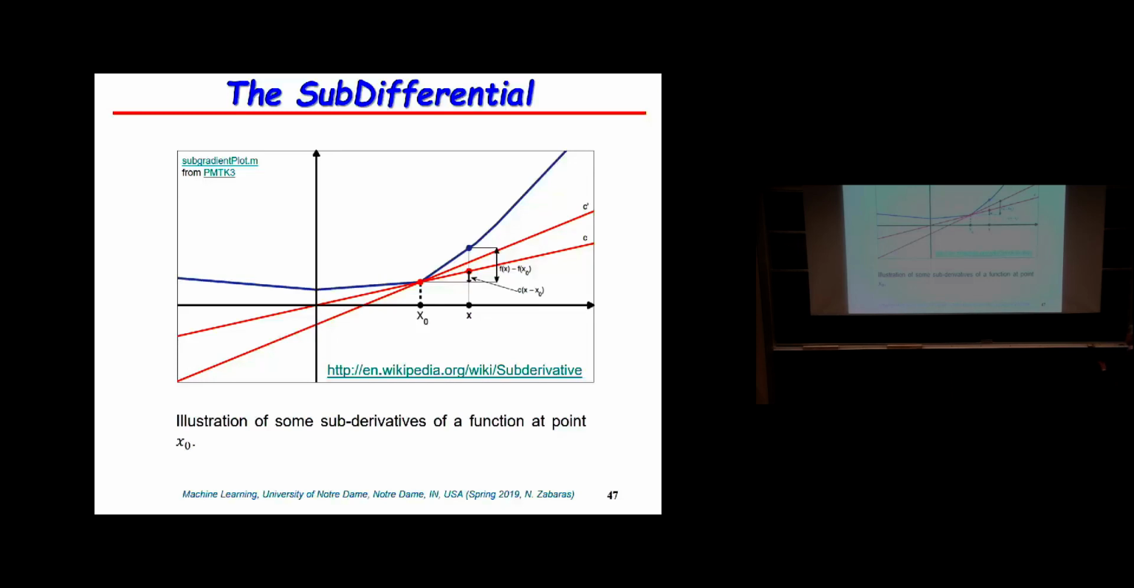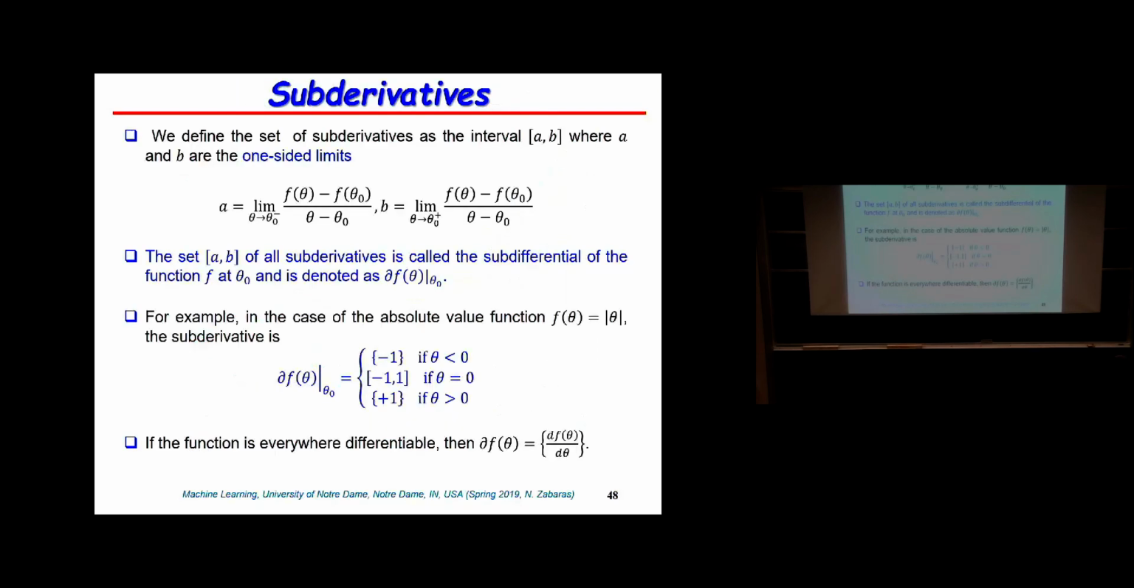In principle, we would be interested in the interval that goes from the slope to the left and the slope to the right, because these subderivatives will be in that interval between the two derivatives. That's exactly what I said here. If you take the derivative from the left and the derivative from the right, this interval A to B will define the subdifferential of the function at that point.